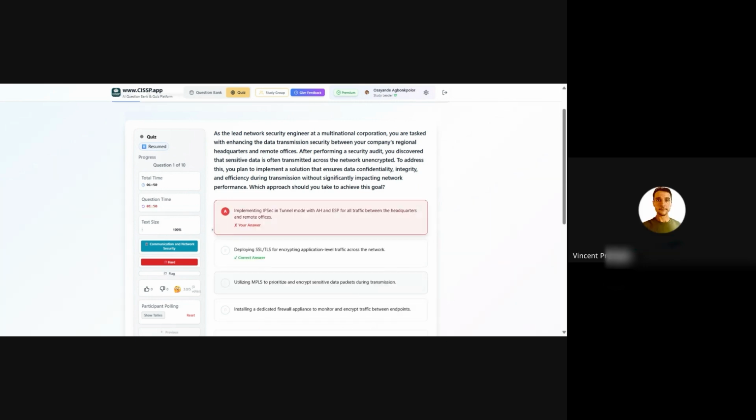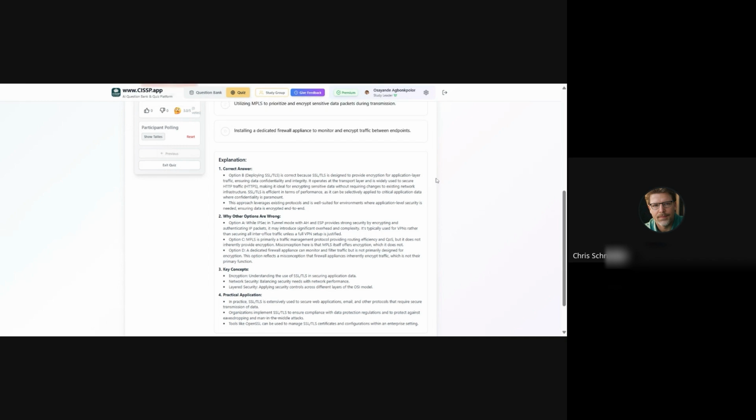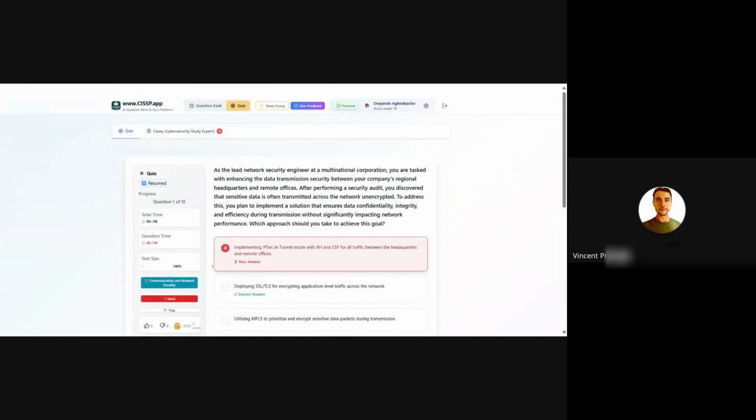I was wrong there. I didn't know. Let's take a look and see the explanation. I guess because of the overhead and complexity it is correct. The explanation said the other approach wouldn't require changes to the network, right? The SSL approach. Yeah, but the question came across like something that would require a VPN, like a site-to-site VPN. That's why I went for that.